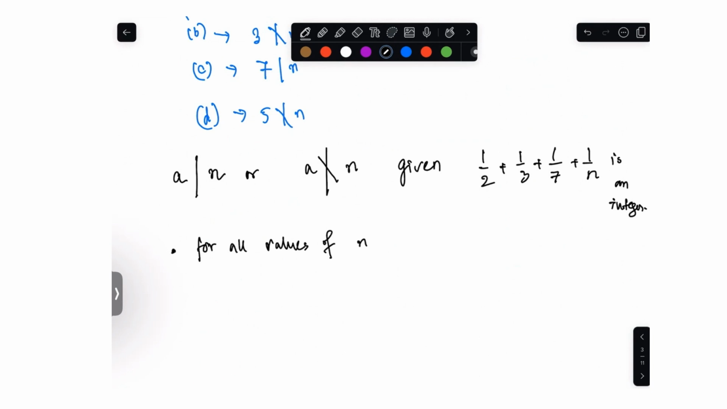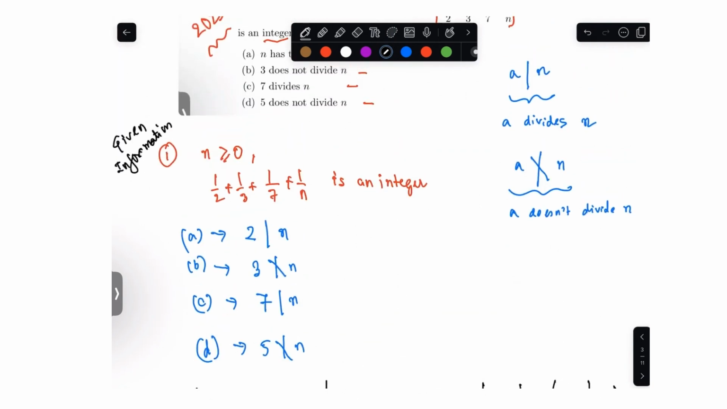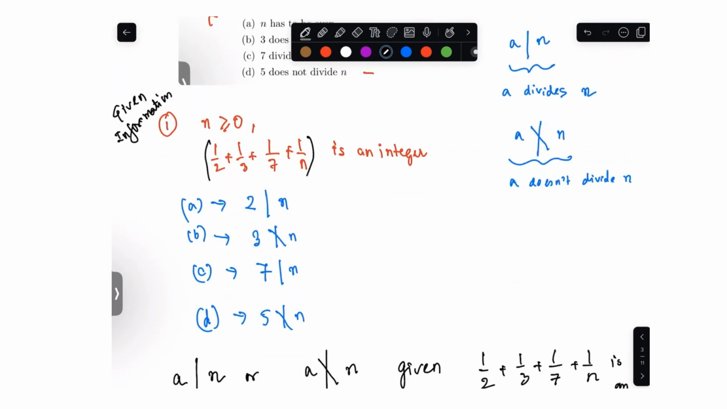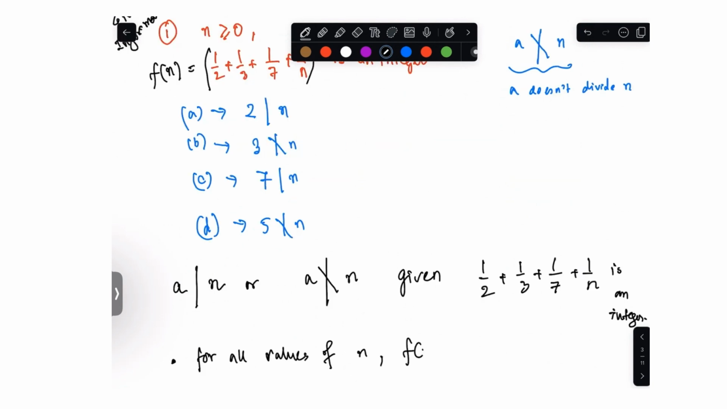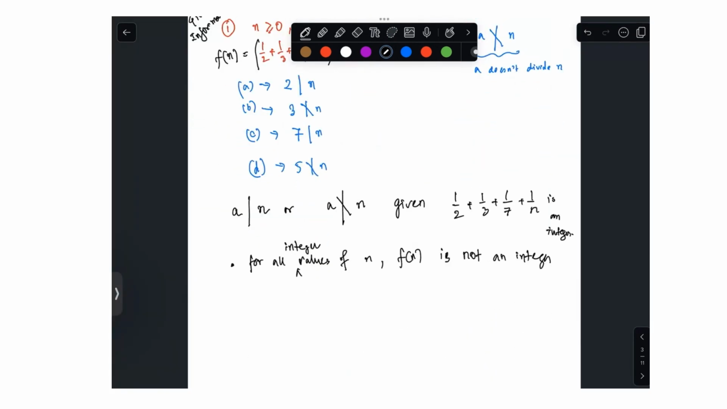So for all values of n, we cannot write this expression so many times, right? So let's give it a name depending on n, and write it f of n. So for all integer values of n, f of n is not an integer. Therefore the question is asking: for which values of n is f of n an integer, or its converse, if f of n is an integer, can we know which are the values?